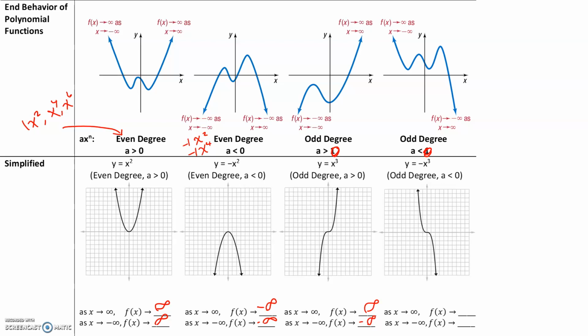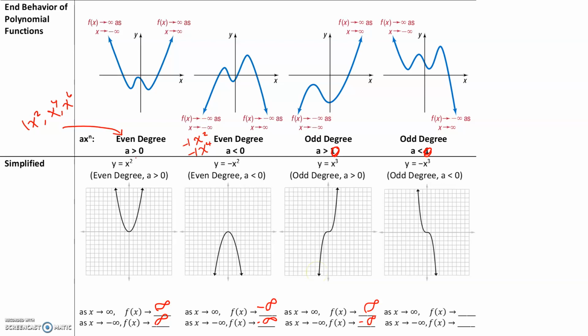And notice the difference between an even and an odd function. In an even function, both directions approach the same side. They either both approach positive infinity or they both approach negative infinity. But on an odd function, one side approaches positive infinity and the other side approaches negative infinity.